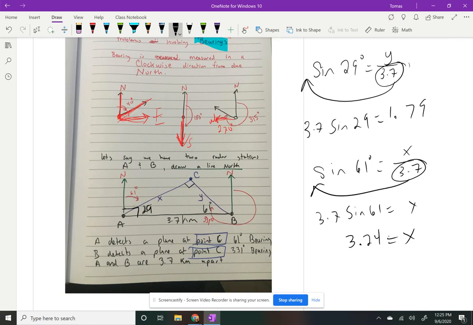No, put 24. So y would be 1.79 kilometers, because we're dealing with kilometers. X would be 3.24 kilometers. And that's how far away that plane is from each station. Isn't that wild? It's pretty good stuff.